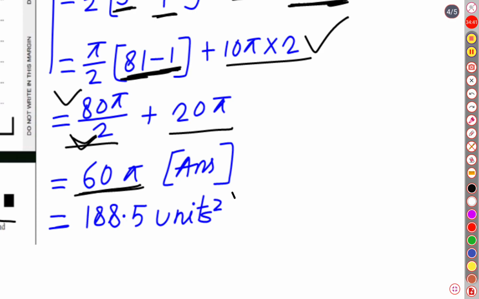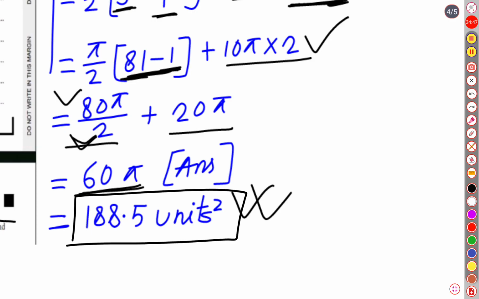And you can find it. If you want to write a more exact answer, it can be written in decimal format, up to three significant figures. So it is going to be 188.5, which can be written as 189 if you round it to three significant figures, 189 units square.